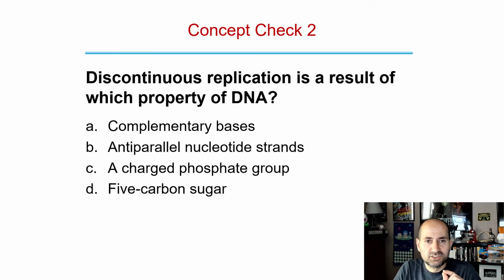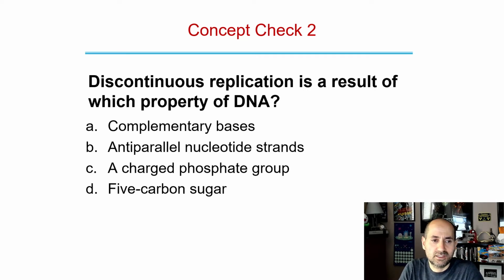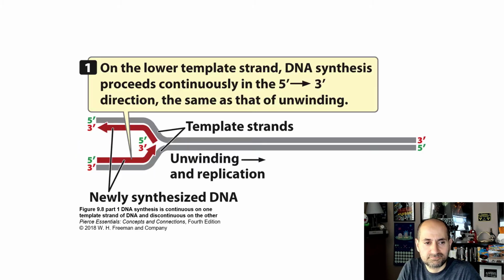So discontinuous replication is as a result of which property of DNA? Why do we end up with discontinuous replication? Why do we end up with Okazaki fragments instead of just two leading strands? Why do we have a leading strand and a lagging strand? Well, this is due to the antiparallel nature of DNA strands.